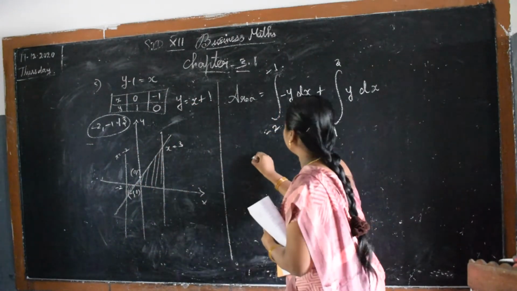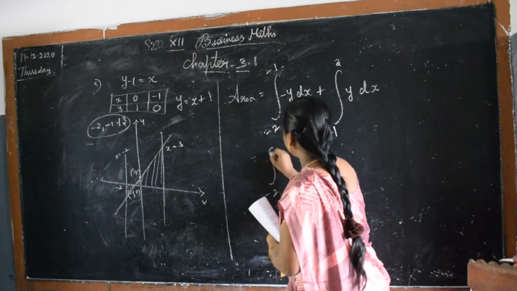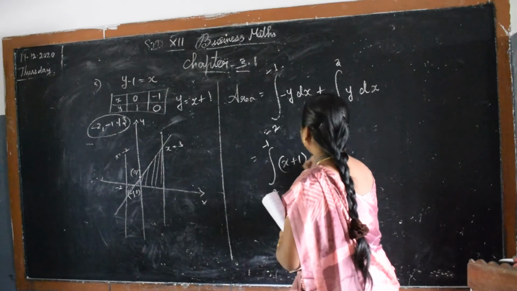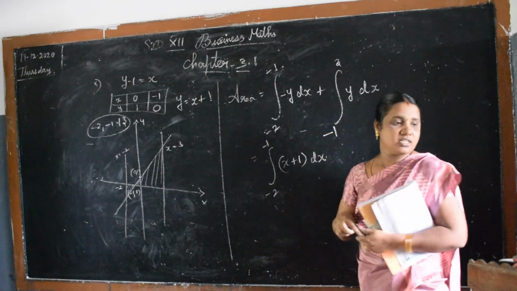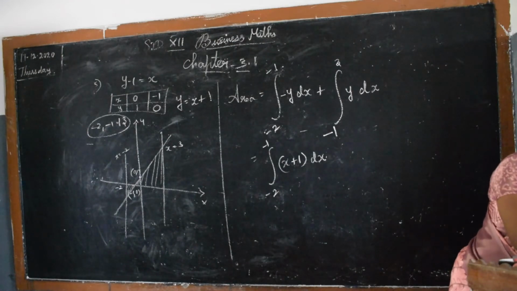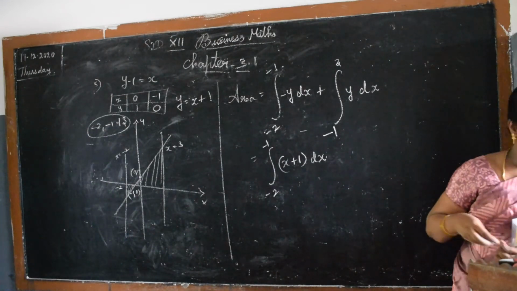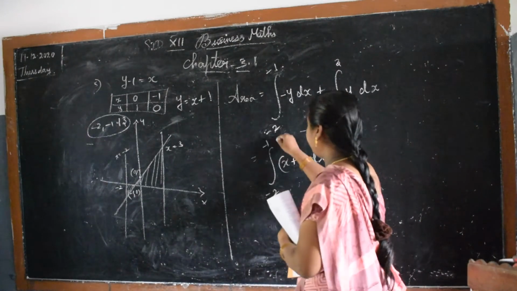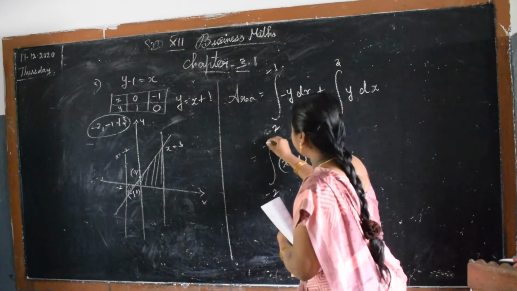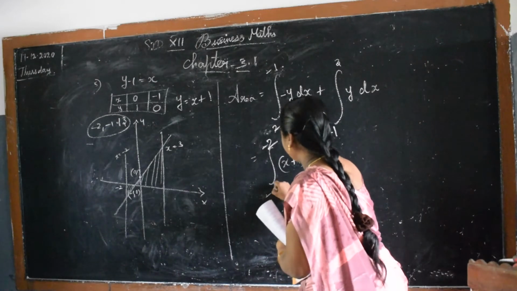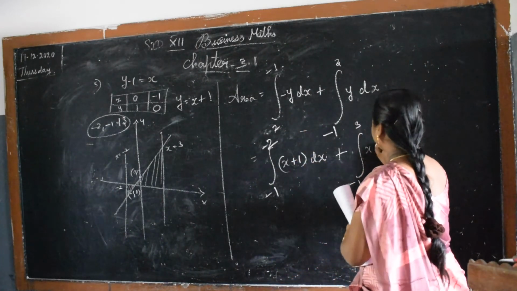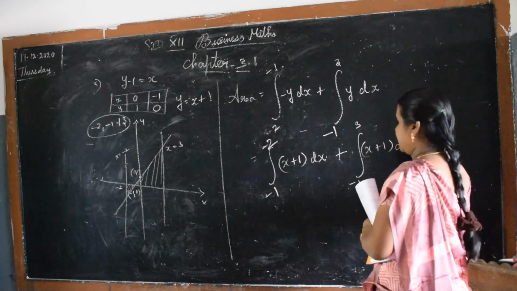Okay. Now we substitute here. Minus 2 to minus 1, x plus 1 dx. Okay. See what is given? Interchange and write here. Minus 1 to minus 2. If you eliminate the minus, you have to interchange this. But this one will become minus 2, this one will become minus 1. Plus integral minus 1 to 3 x plus 1 dx.